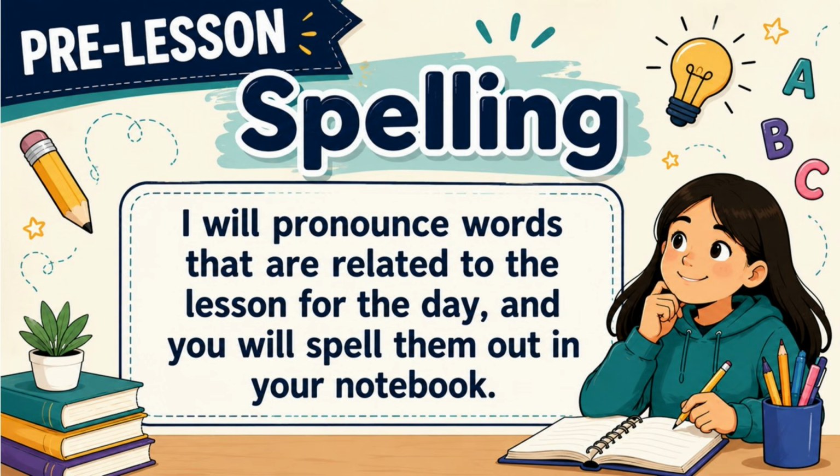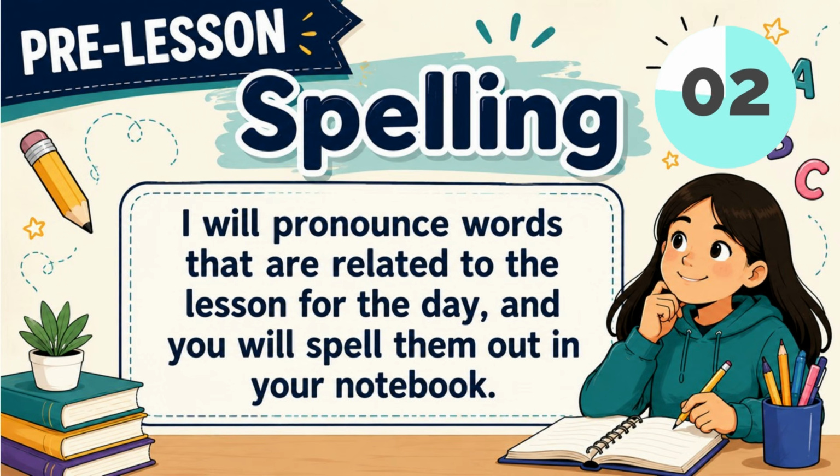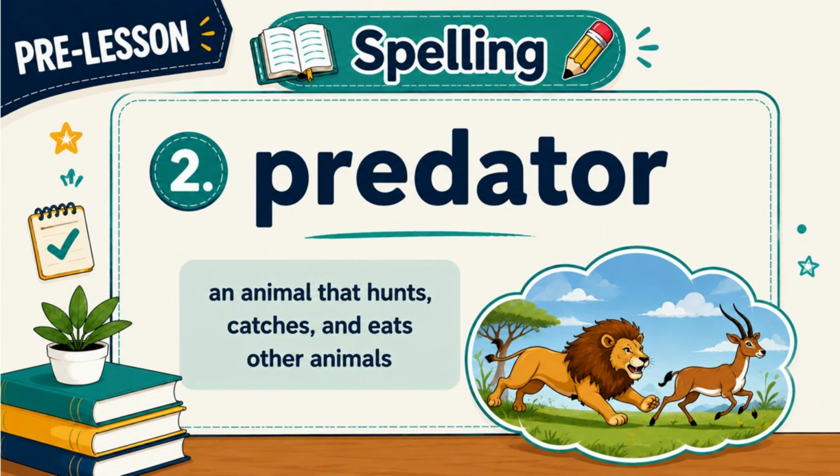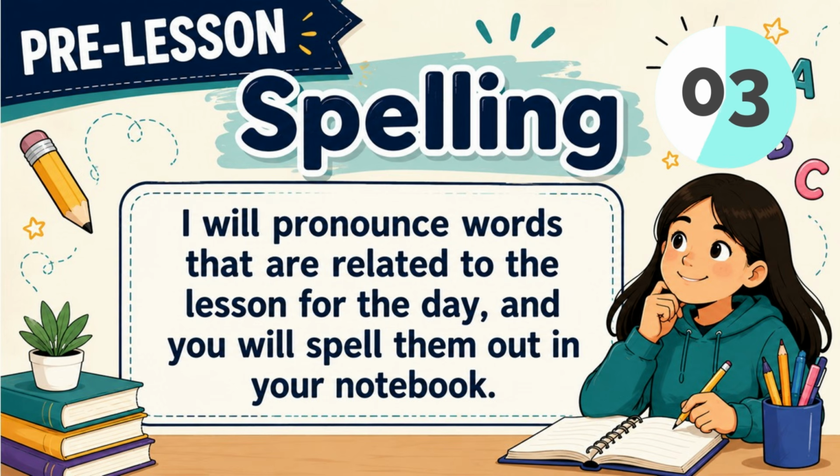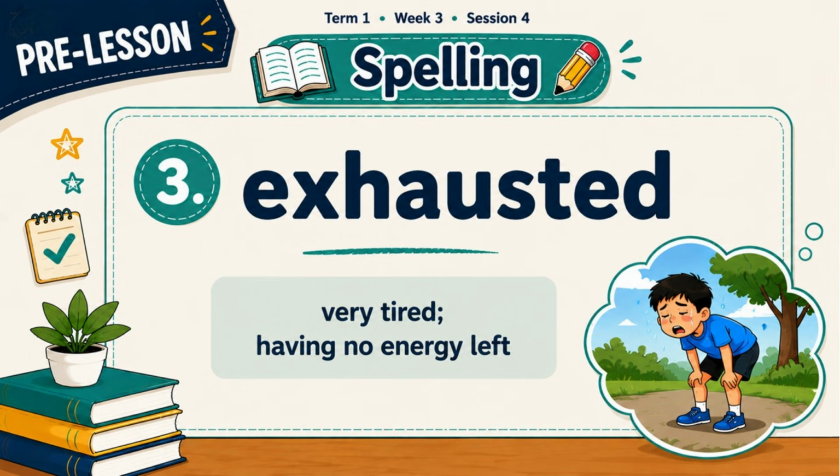Number 2. Predator. Predator: an animal that hunts, catches, and eats other animals. Number 3. Exhausted. Exhausted: very tired, having no energy left.